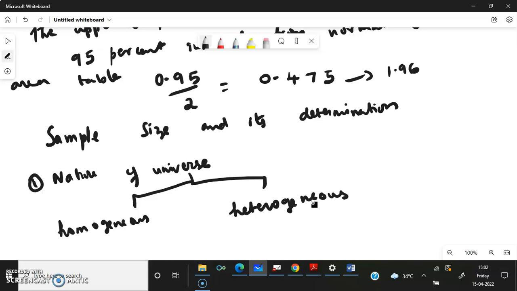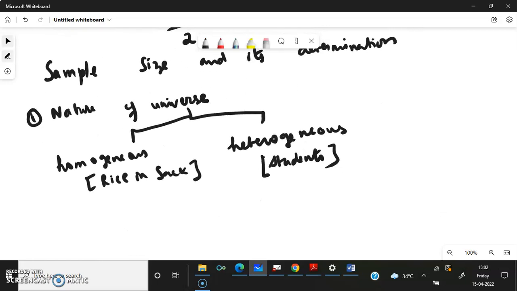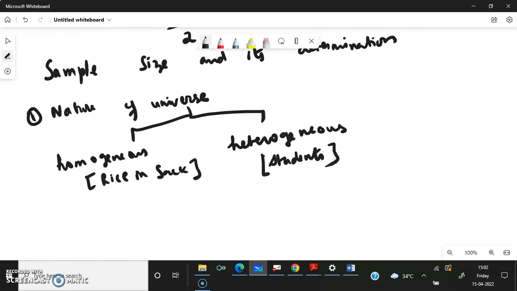If we take our classroom situation, it is heterogeneous. Students in the classroom are a heterogeneous group. Rice in a sack is homogeneous. So the nature of the universe may be homogeneous or heterogeneous. If the items of the universe are homogeneous, a small sample is enough.